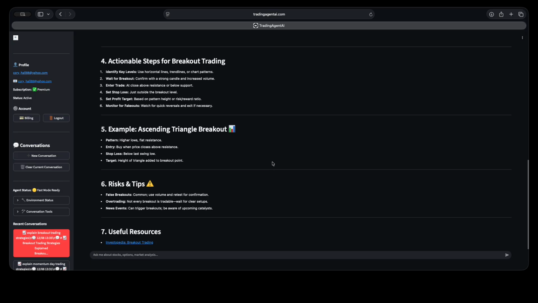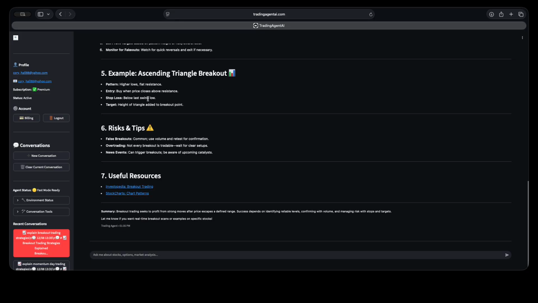Actionable steps for breakout trading are: identify key levels, use horizontal lines, trend lines, or chart patterns. Wait for the breakout, and this is important. Wait, and I'm putting a lot of emphasis on that. Confirm with a strong candle or increased volume. Enter the trade at the close above the resistance or below the support. Set a stop loss just outside the breakout level. Set a profit target based on pattern height or risk to reward ratio. Monitor for fake outs. Watch for quick reversals and exit if necessary.